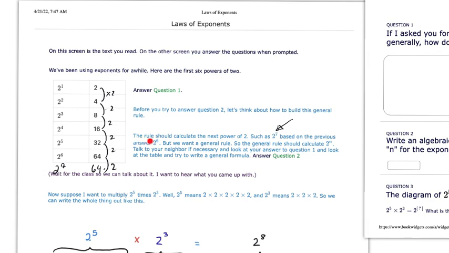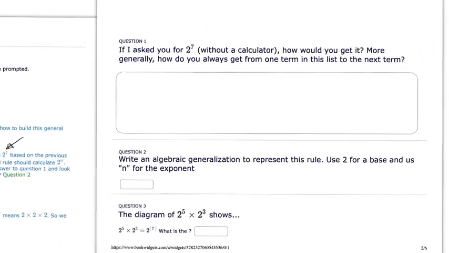And we're trying to come up with a rule. The rule that we come up with should calculate the next power of 2, such as 2 to the 7th, based on the previous answer, 2 to the 6th. And so you can see, you take 2 to the 6th times 2, okay, and you get 2 to the 7th, or you get 64 times 2, which equals 128. And so you're always taking the previous number times 2. So let's see if we can answer this question now.